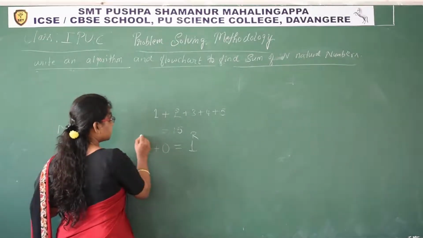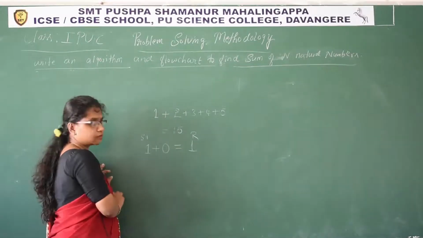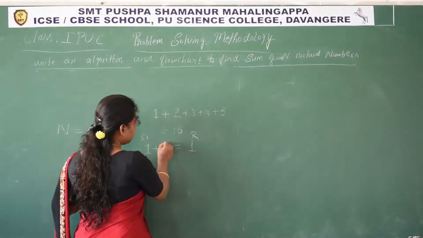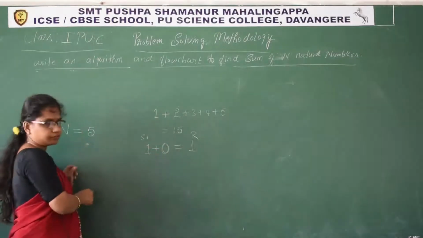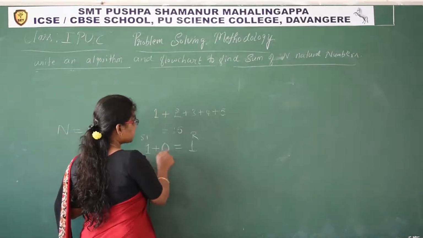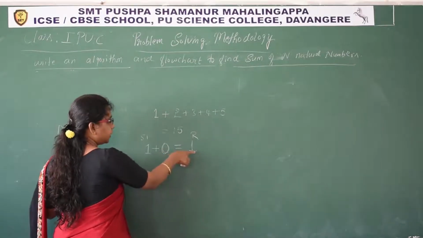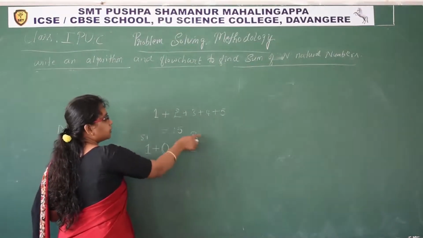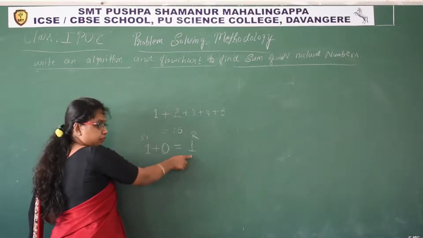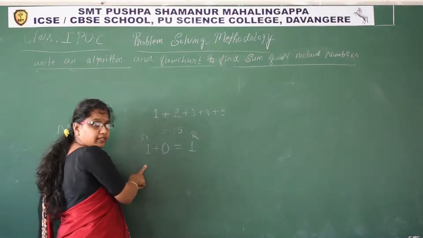I'll consider it as step 1. Now it's a value I have taken. So 1 plus 0 is equal to 1. Now again we have to consider the result of this step as an addend of the next step.